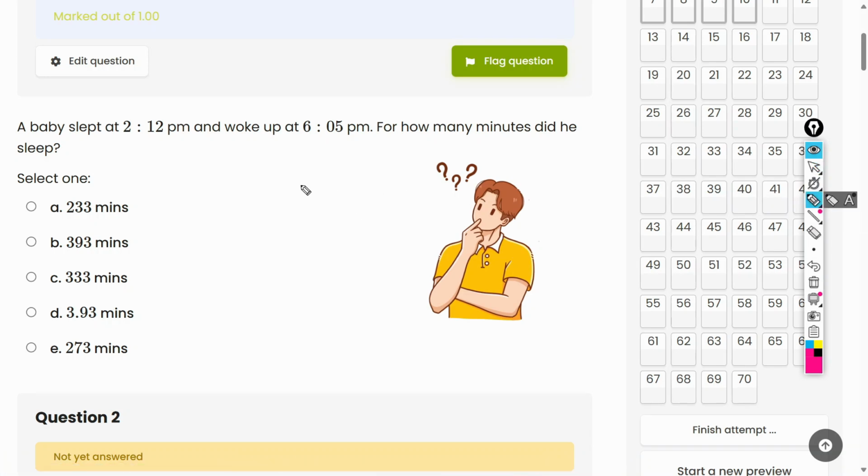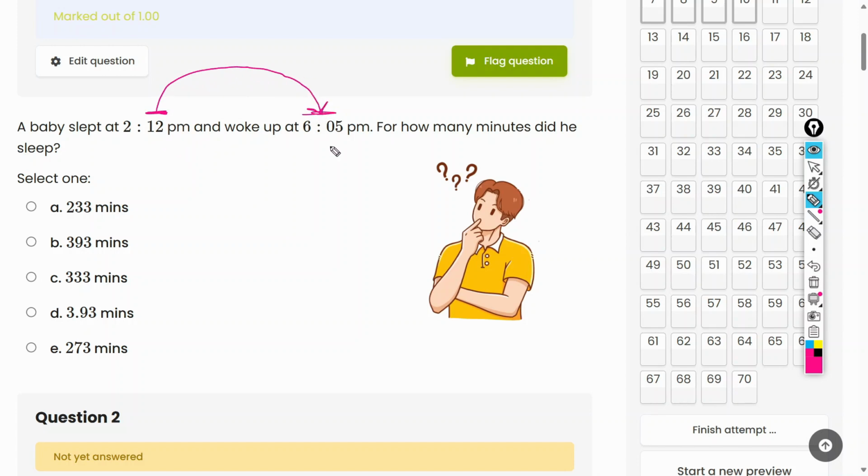A baby slept at 2:12 p.m. and woke up at 6:05 p.m. For how many minutes did he sleep? So he slept by this time and woke up here. So we want to find out how much time was spent from this time right onto this time.